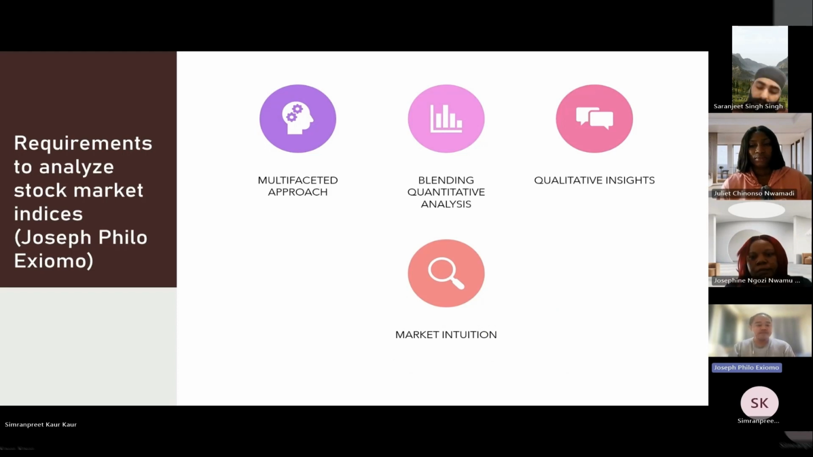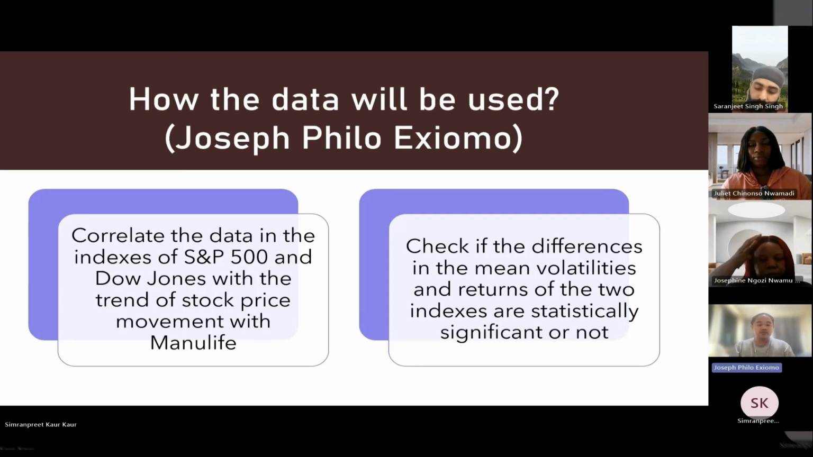So, how the data will be used. In phase two of the project, we will compare the data that we gathered on Manulife to two other indexes, the S&P 500 and Dow Jones, in terms of the trend of stock price movement. From there, we will check if the differences in the mean volatilities and returns of the two indexes are statistically significant or not.